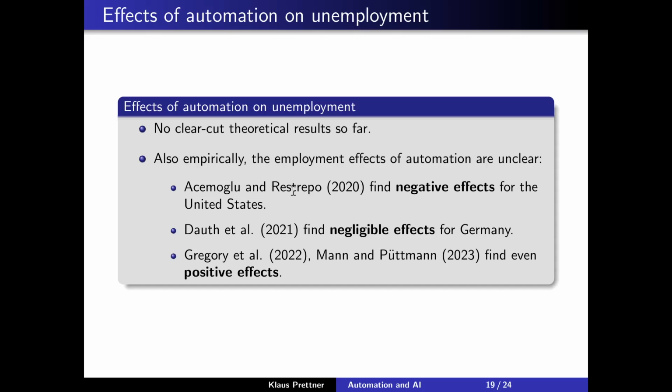For example, there is this famous paper by Acemoglu and Restrepo from 2020, who find negative employment effects of automation for the United States. But Dauth and co-authors apply the same method to Germany and find negligible effects on unemployment in Germany. And some other studies, such as Gregory and co-authors and Mann and Püttmann, find even positive effects, so that employment increases due to automation in this setting. And now we can again say, well, it depends a lot on the country characteristics, and that's the same as what the theory tells us.